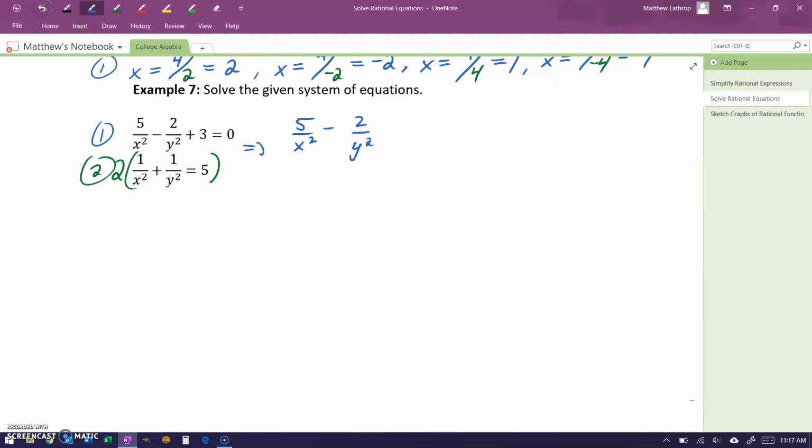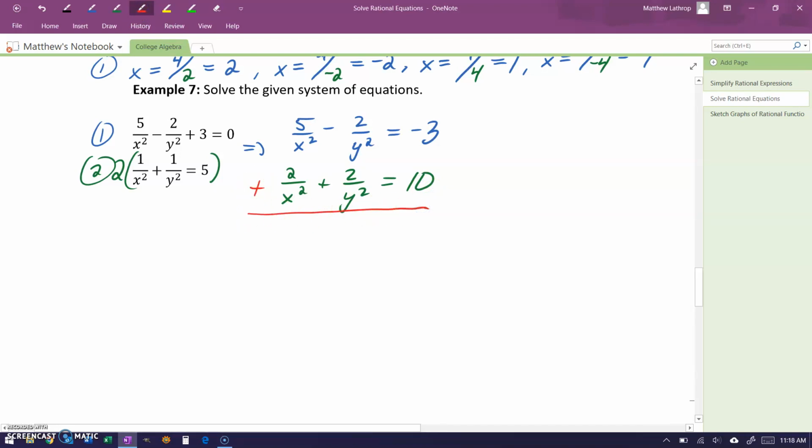And we can go ahead and subtract 3 over to the other side just to get these two equations in the same form. Equation 2 will become 2 over x squared plus 2 over y squared is equal to 10. From there, we'll add those two equations together. The negative 2 over y squared will cancel with positive 2 over y squared, leaving us with 7 over x squared is equal to 7.